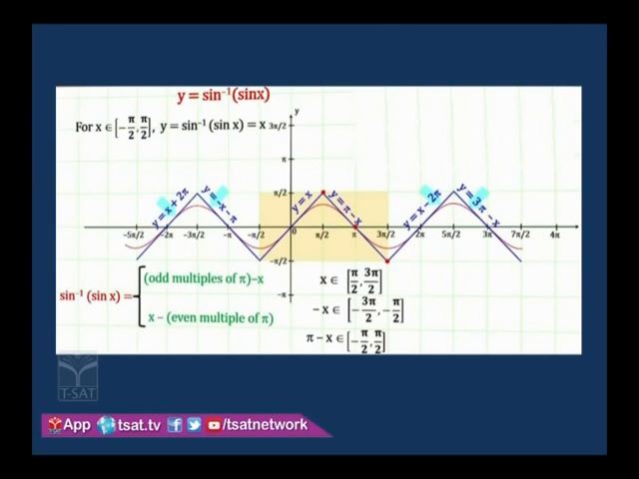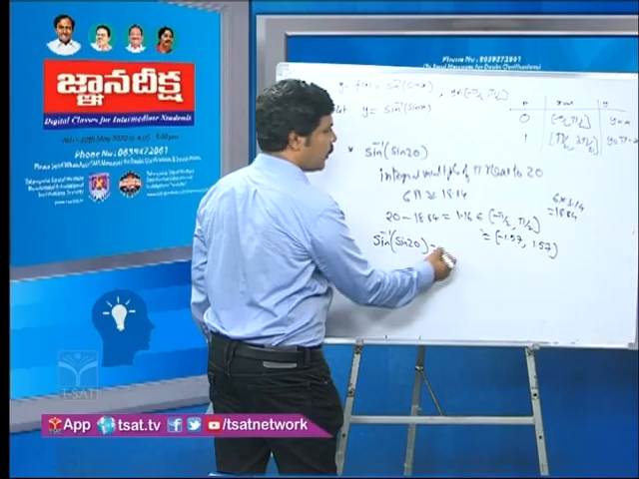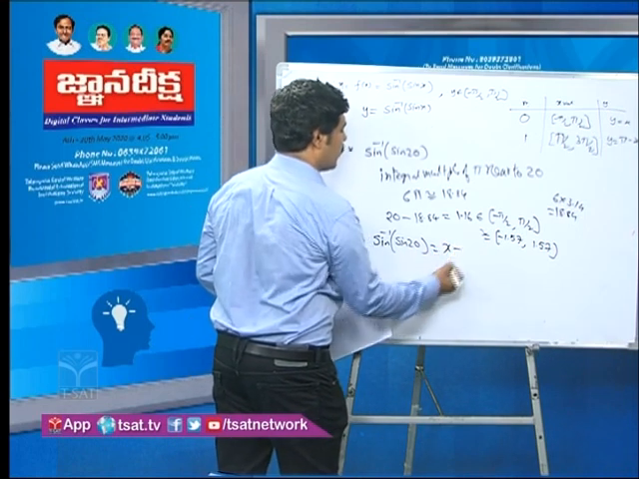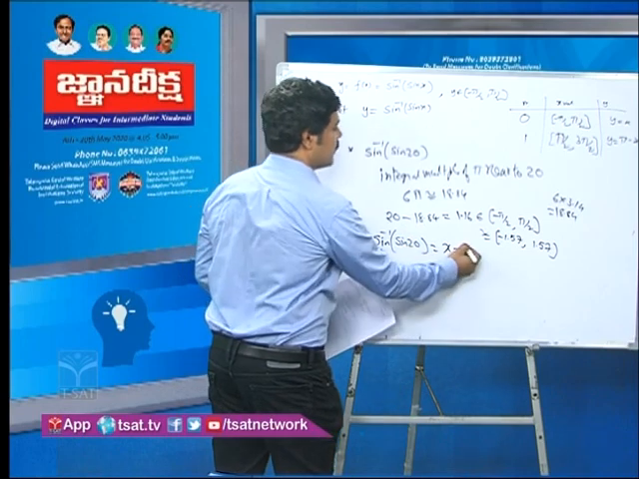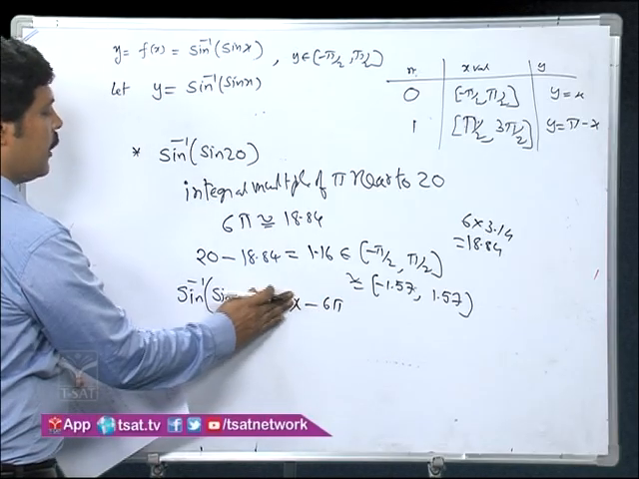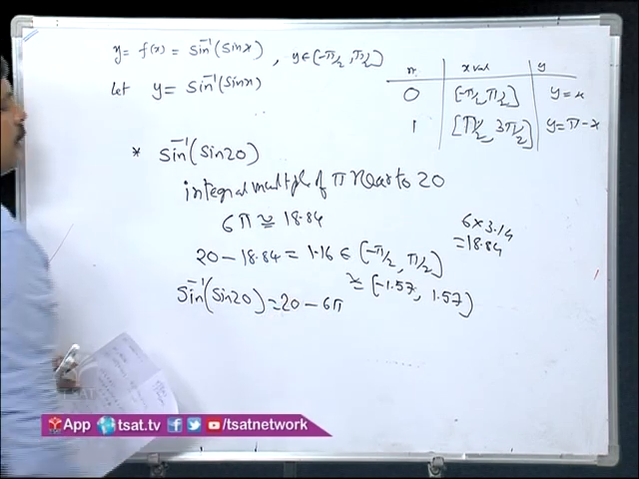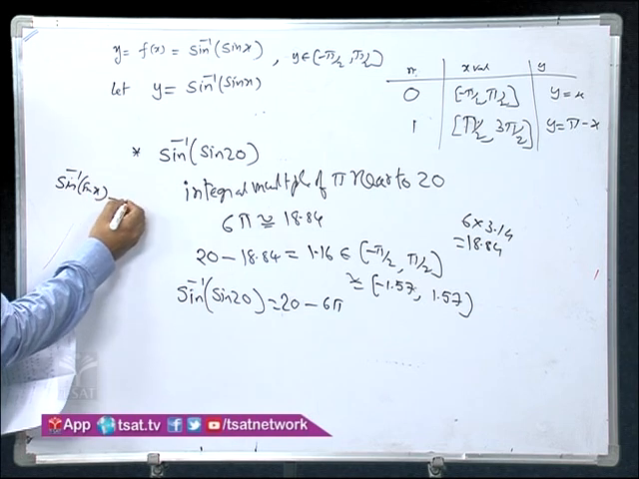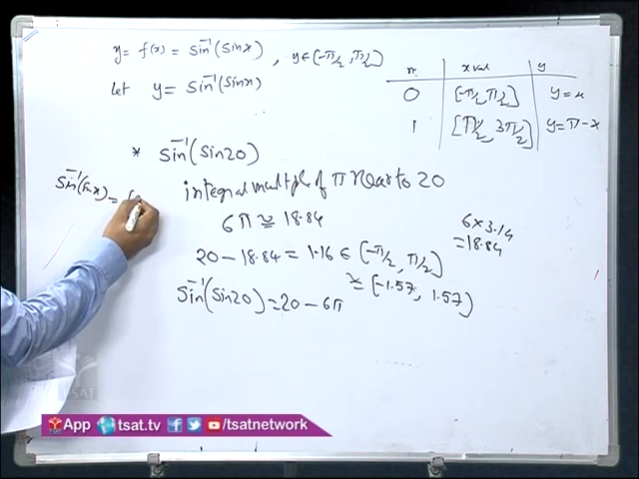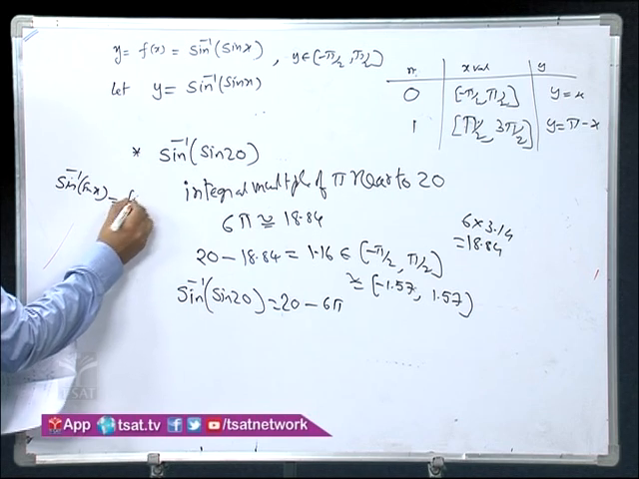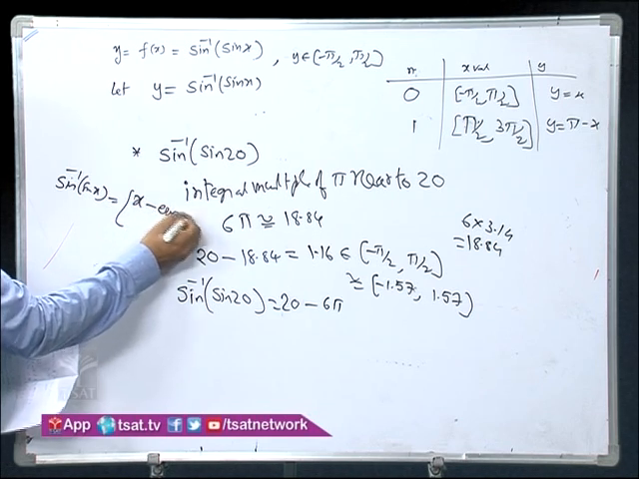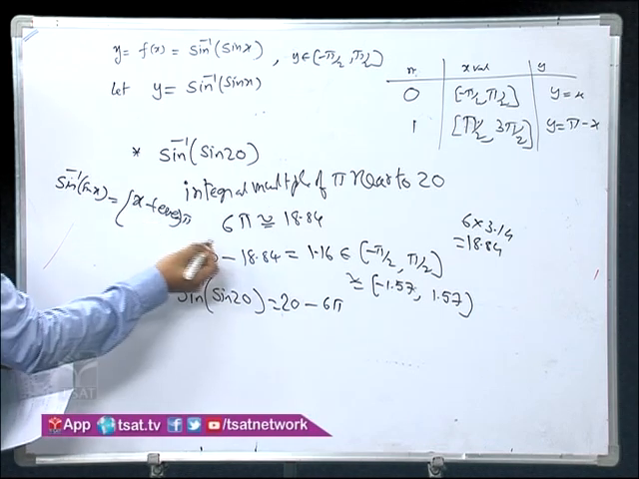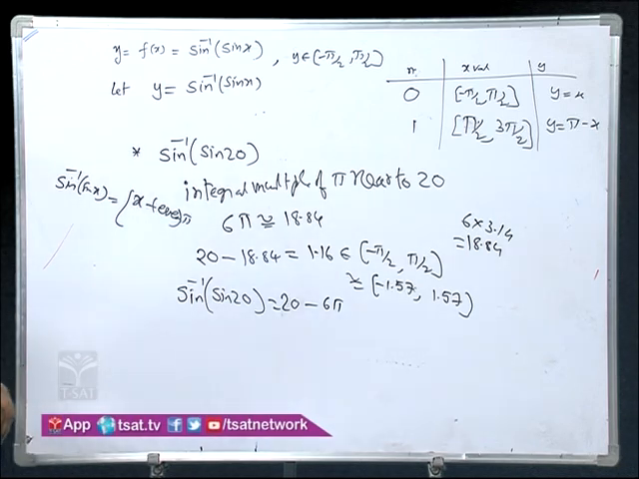Therefore, sin inverse of sin 20 is equal to x minus an even multiple of pi, which is 6 pi. Here x is 20, so the result is 20 minus 6 pi. The formula is sin inverse of sin x equals x minus an even multiple of pi. Okay, here x is 20, therefore the output is 20 minus 6 pi.